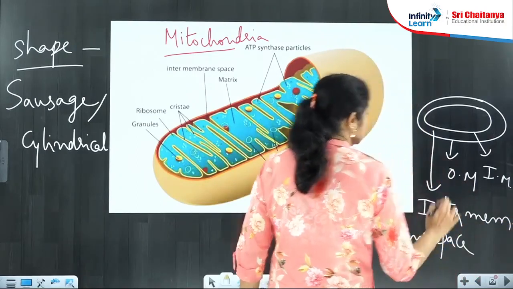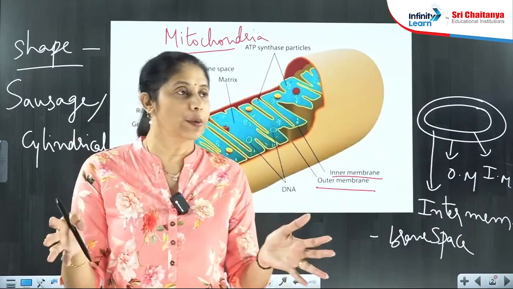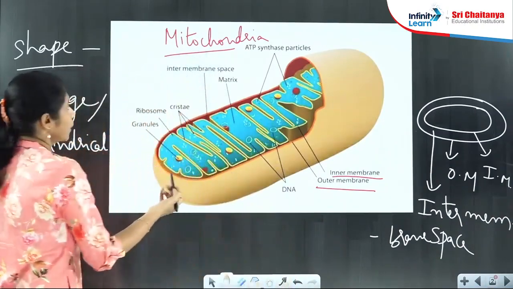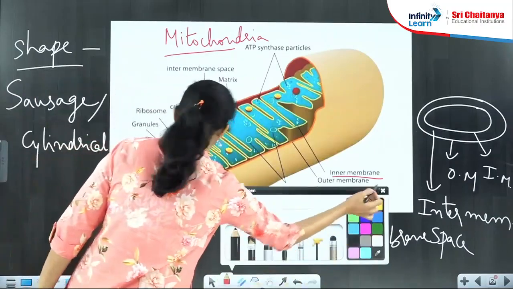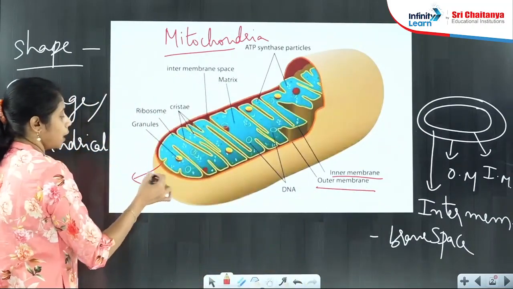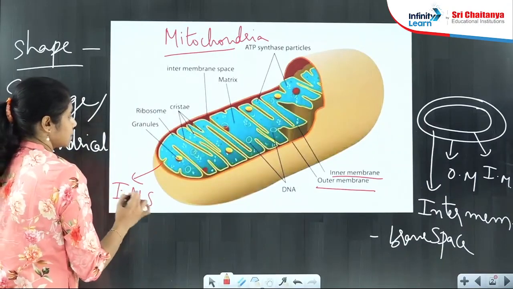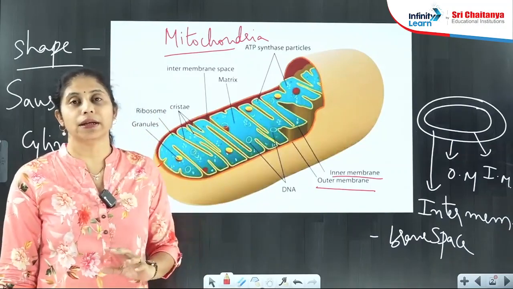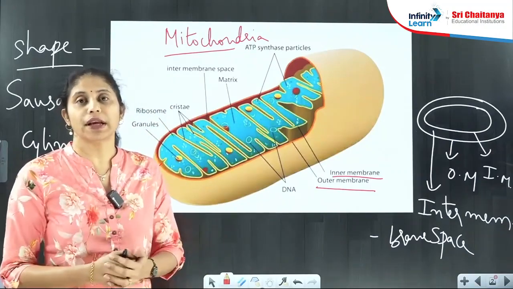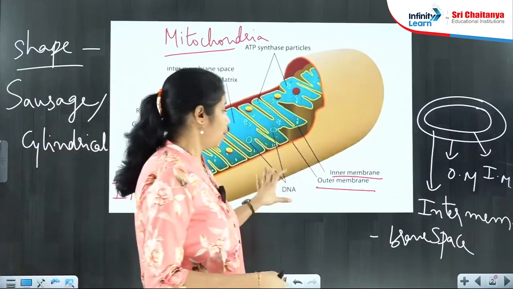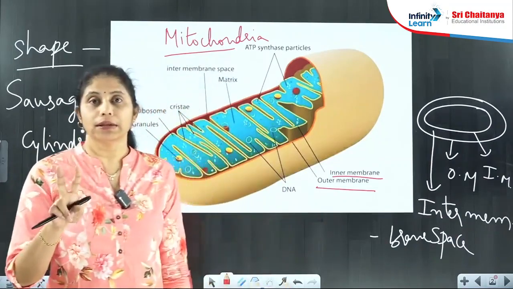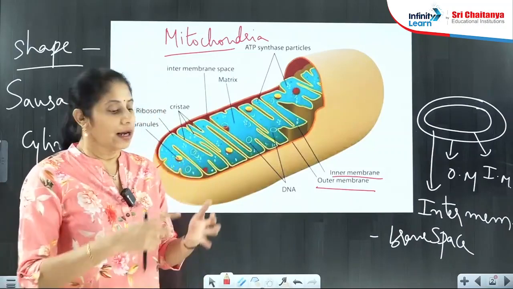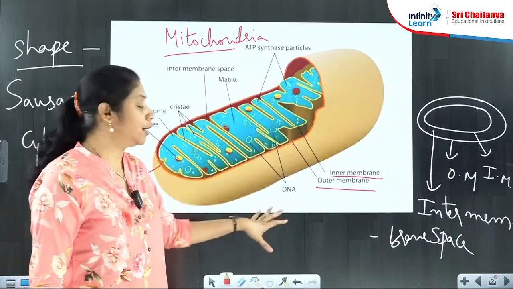Intermembrane space. So, outer membrane is present and inner membrane is present and the space between them, the gap between them, you can see clearly in this. This is called as intermembrane space. So, can I say that mitochondria is having a double membranous envelope? It has two membranes around it. So one is outer membrane, inner one is inner membrane, and in between those two membranes we have the intermembrane space.